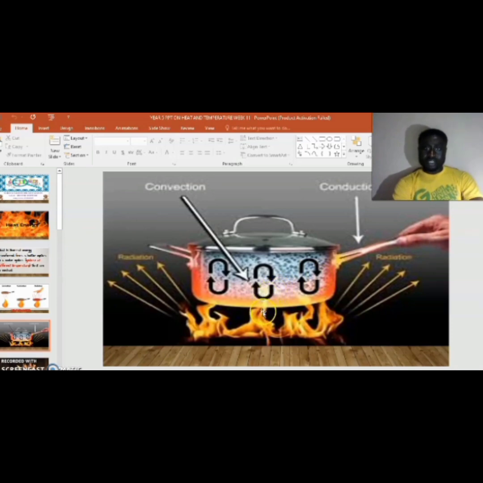Then for convection, if you observe, there's a liquid or whatever is boiling inside this pot.